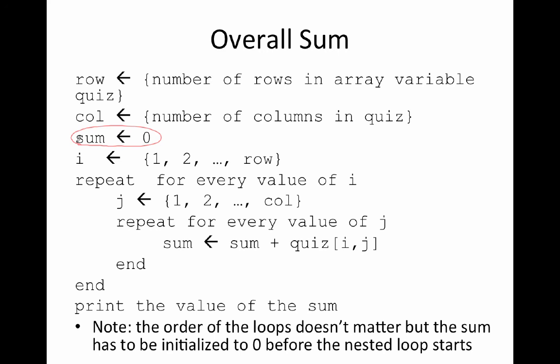So we want an overall sum of all of the elements. So before we start the loops, we initialize sum to 0, and then we're going to have our nested loop. In this case, the outer loop goes over the rows and the inner loop goes over the columns, and we're adding each element in our array, quiz sub i, comma j, to our running sum. So again, we have to initialize the sum to 0 and then have both of the loops, and it doesn't matter whether we have the outer loop over the rows or the columns. But we do want to initialize the sum to 0 first, and then once we get out of the nested loop, we're going to print the value of the overall sum.